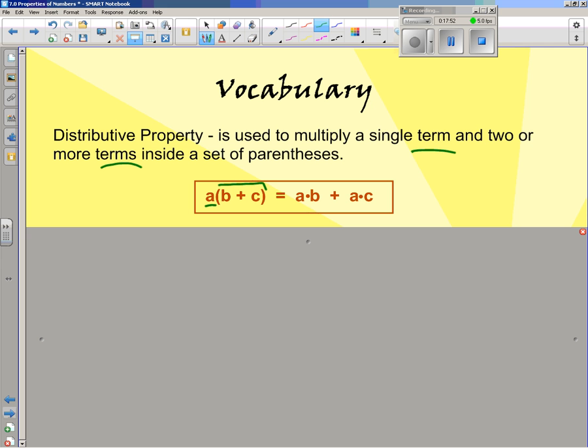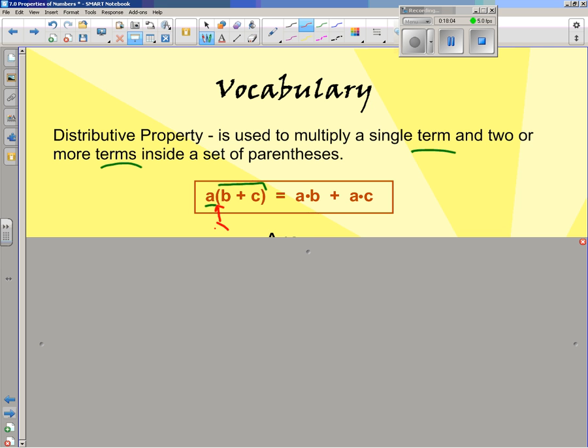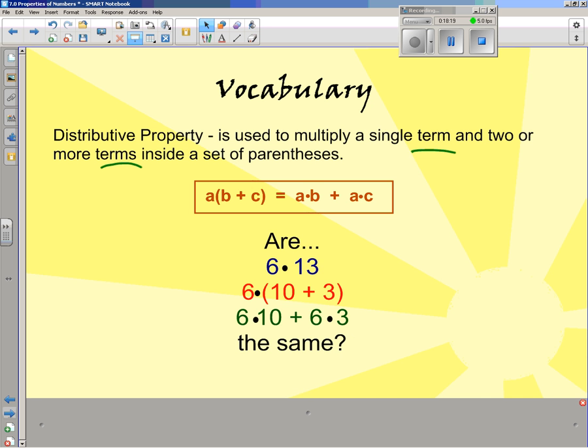Okay? Be careful. I have a lot of people that still get confused on this. If you have a letter or a number right next to a parentheses, there is a hidden symbol, and that hidden symbol is multiplication. I always like to think of it as mathematicians are lazy. So they don't want to write the multiplication symbol, but you can't forget that it's there. So in the distributive property, let's ask ourselves a few questions. If I have 6 times 13, what is that going to get me?